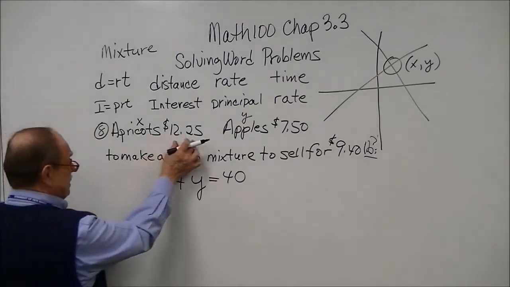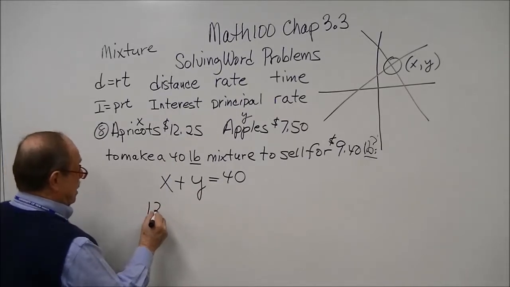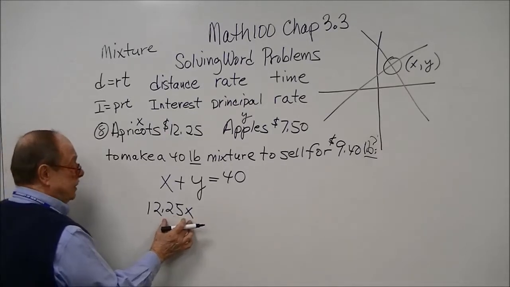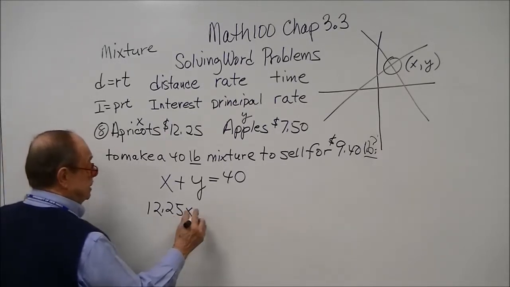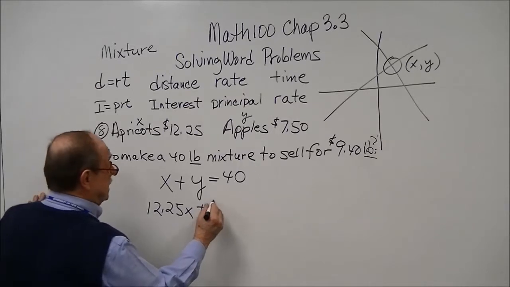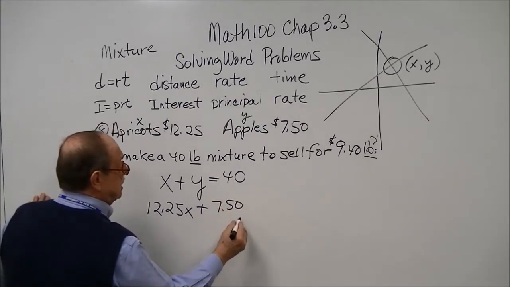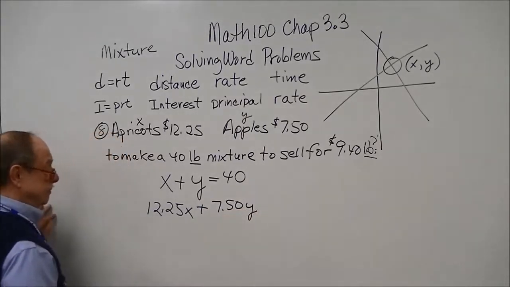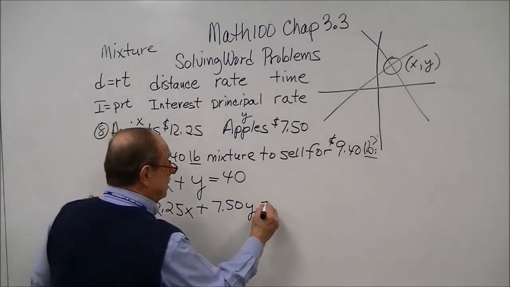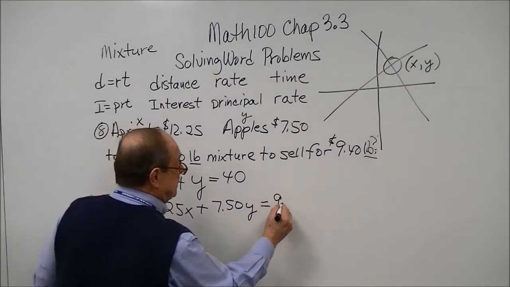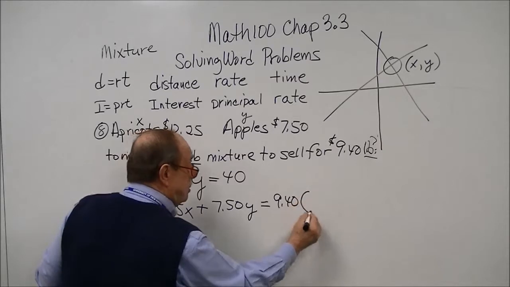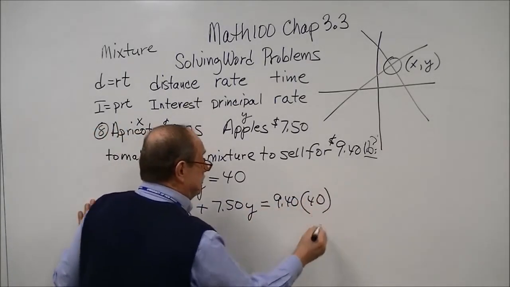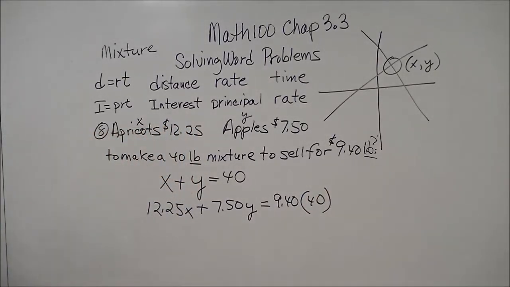Now, what do the apricots cost? Well, 12.25x. That will be the cost of the apricots plus 7.50 of y, the number of pounds of apples, and you want it to sell for $9.40. And how many pounds? You want 40 pounds. So there are your two equations.